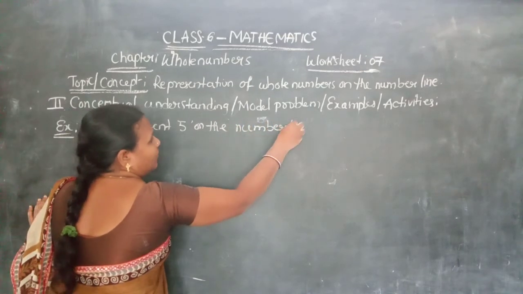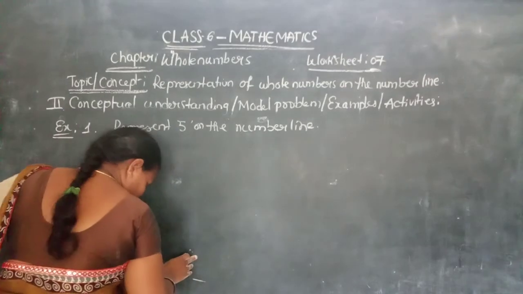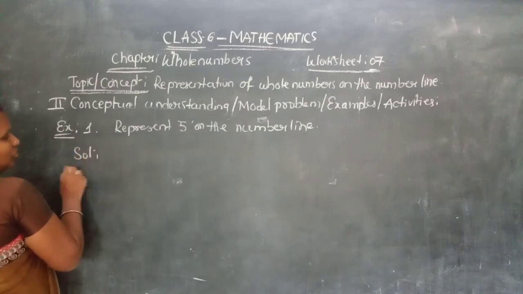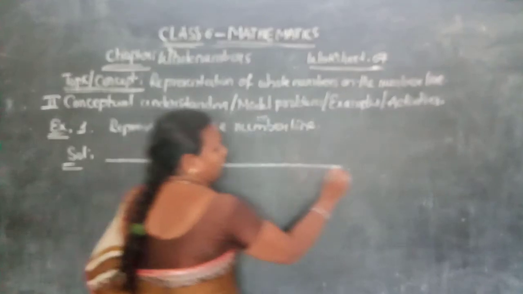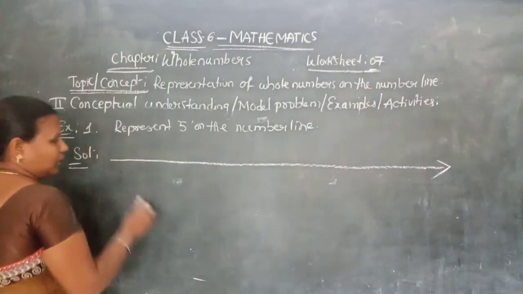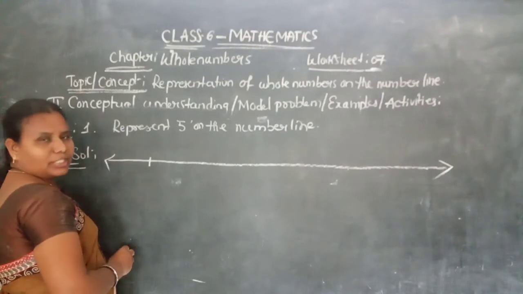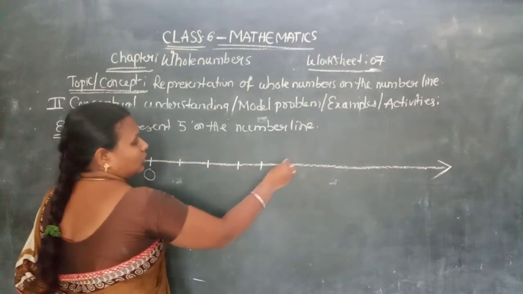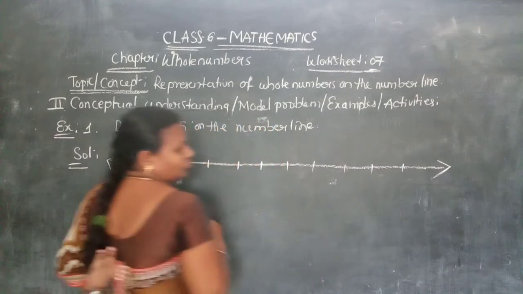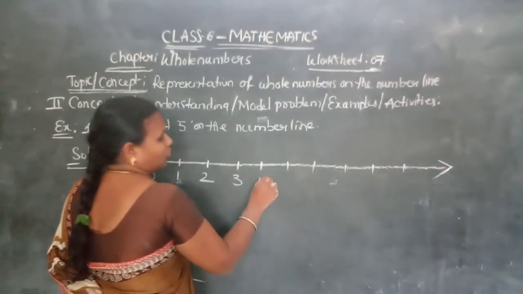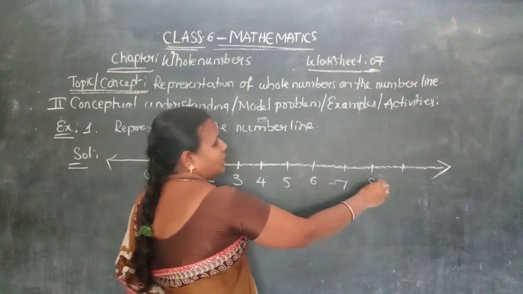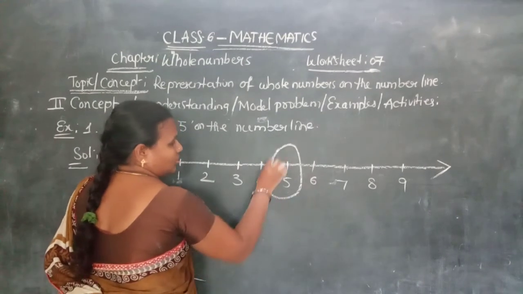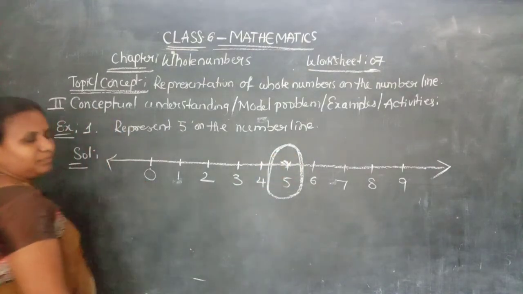To represent 5, what we have to do? First, draw a line. Mark a point on it, label it 0, with equal distance from 0: 1, 2, 3, 4, 5, 6, 7, 8, 9. Where is our 5? So here it is, this is 5 on the number line.